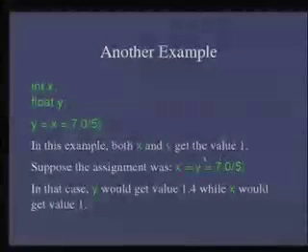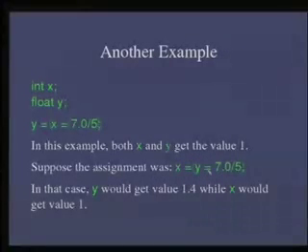Now here the left hand side is of type integer and the right hand side is of type float. So the right hand side value gets converted to an integer. So 1.4, when it gets converted to an integer, the fractional part is dropped off and the resultant value is 1. So the value of x becomes 1, and of course that's also the value of the overall expression. So in this case, y would get the value 1.4 while x would get the value 1.